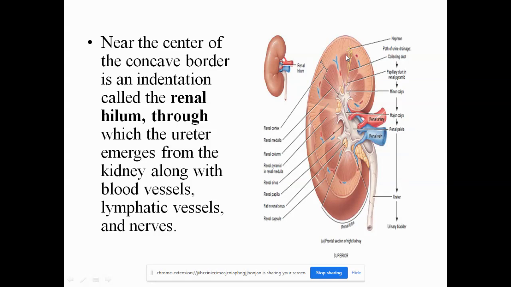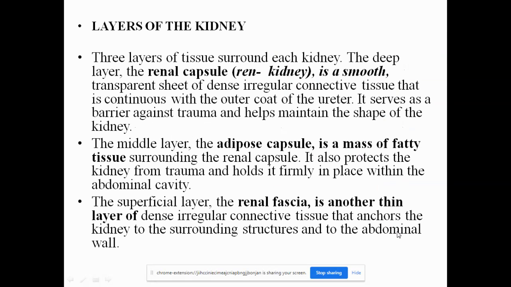So the urine is formed by the nephron, and it is transported through the collecting duct and the papillary duct in the renal pyramid. It flows out of the minor calyx and then through the major calyx, and then it comes out of the renal pelvis and flows out of the ureter through the renal hilum, and then into the urinary bladder. So, what are the different layers of the kidney?